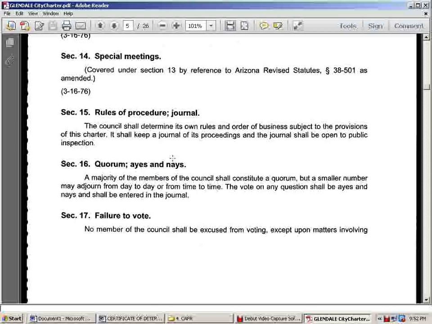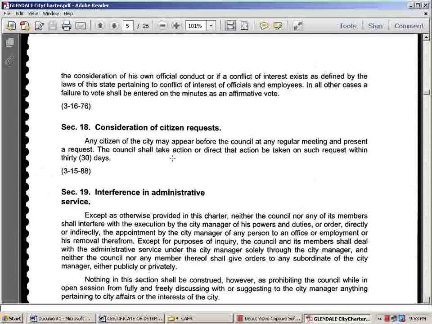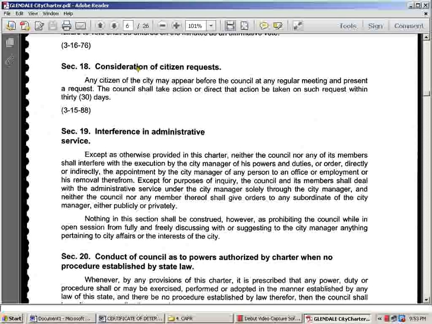Oh, where did it talk about this? Okay, so consideration of citizens' request. Any citizen of the city, we'll stop there, right? May appear before the council in regular meeting and present a request. If you want to make a request, you need to be a citizen of the city. Well, where's your certificate of citizenship? How do you know you're a citizen of the city? Right now, we're all citizens of the United States and of the several states. Right? We're not a citizen of the United States in a particular state. And you become that by registering in your local precinct.